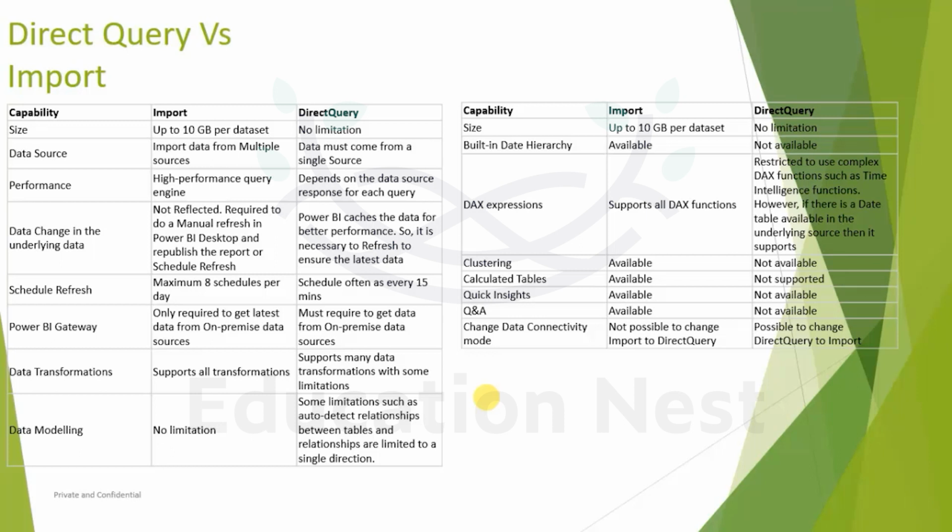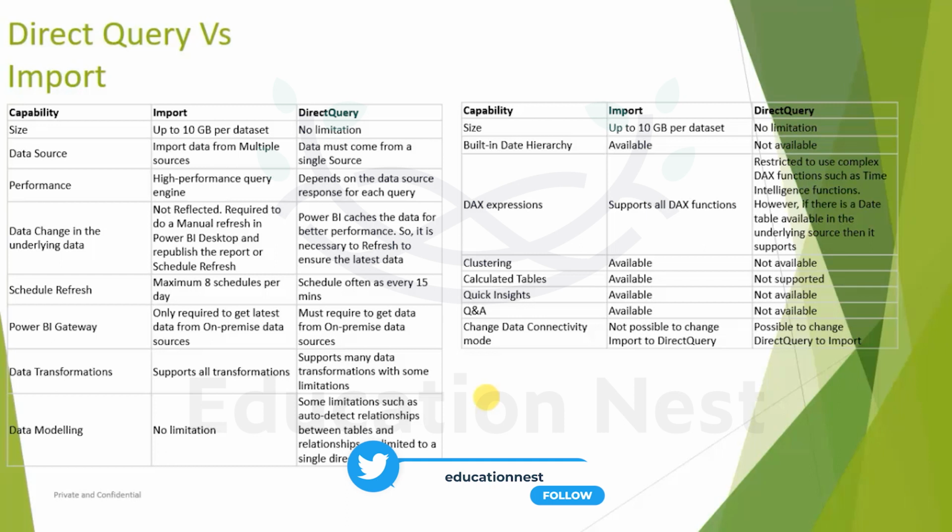In terms of performance and size is what direct query excels in. For the rest of the properties, it is observed the tilt is towards the import.